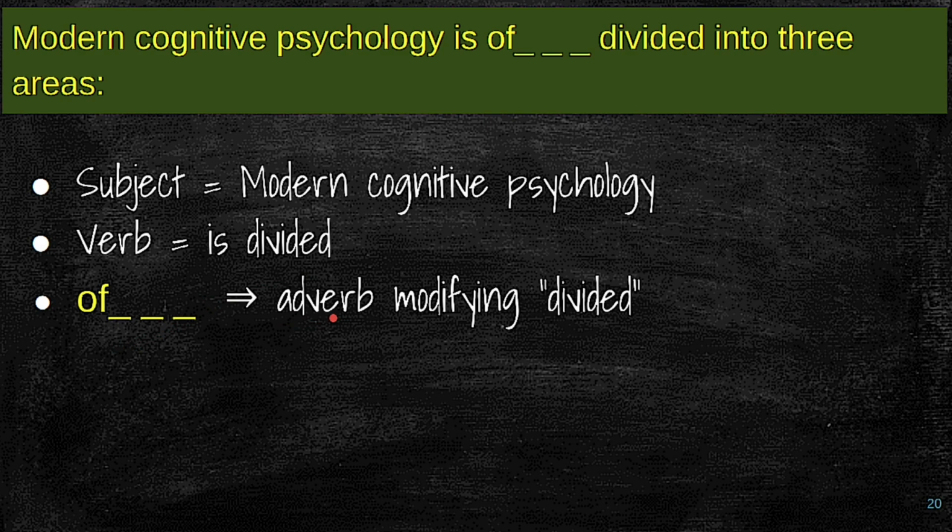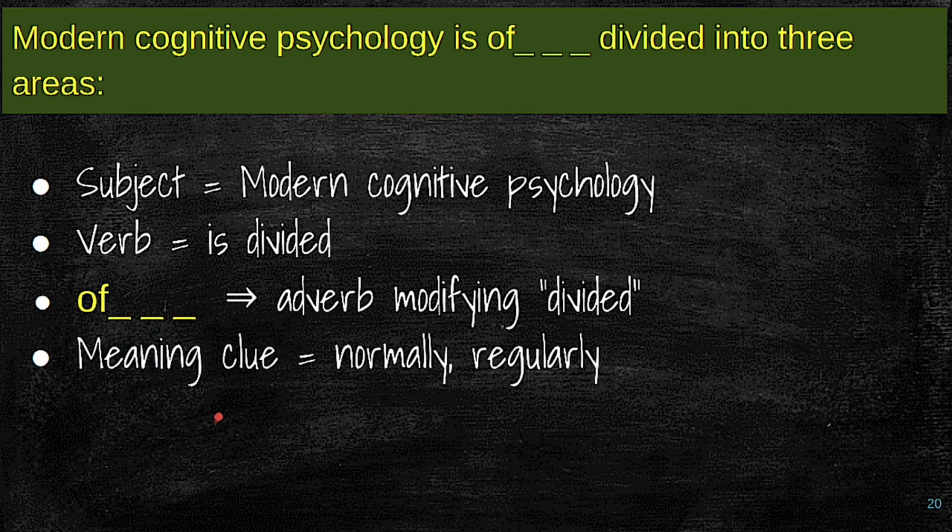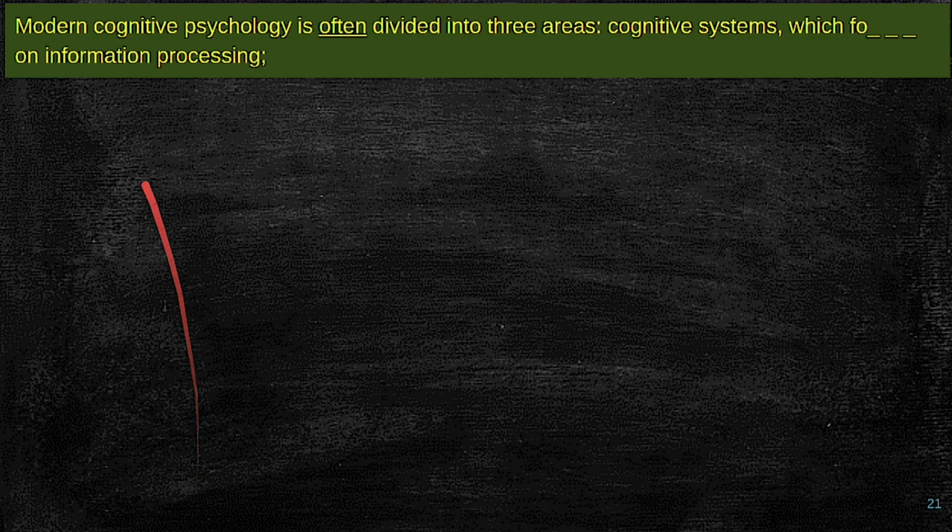Now think about the meaning. The sentence means that modern cognitive psychology is normally divided into three areas. We need an adverb beginning with of. That means normally or regularly. The answer is often. Cognitive systems, which focus on information processing.